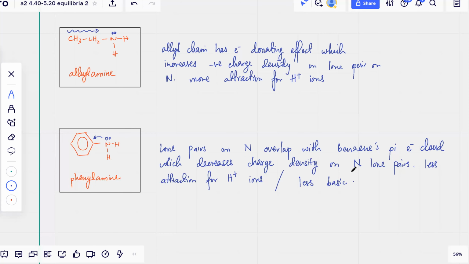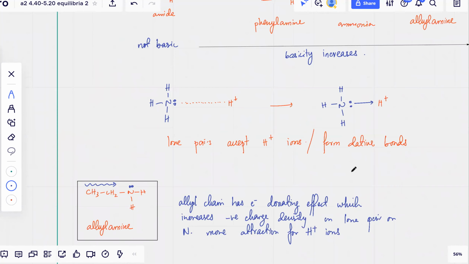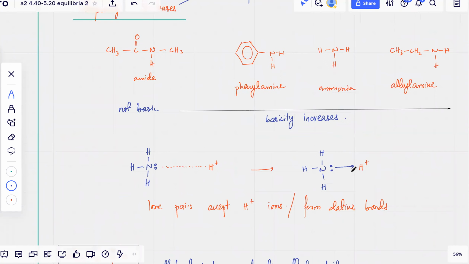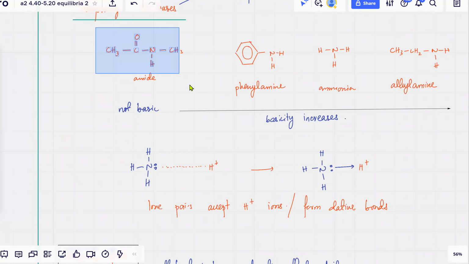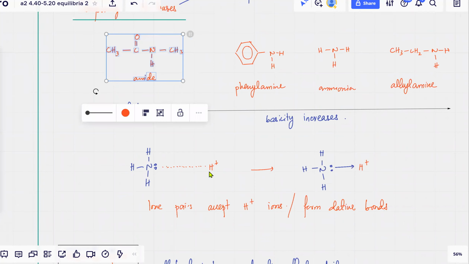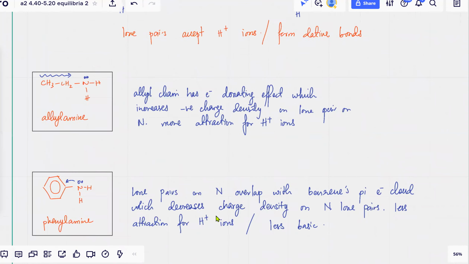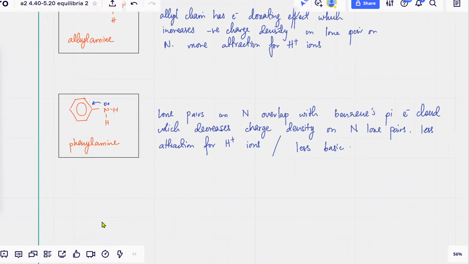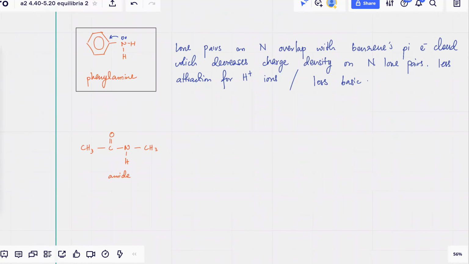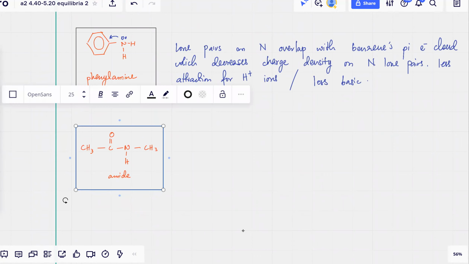And the last one: why are amides not basic at all? Amides literally have no basic character. They're incapable of attracting H plus ions. So what's wrong with them? Okay, now the issue with them is that, so this is my amide.